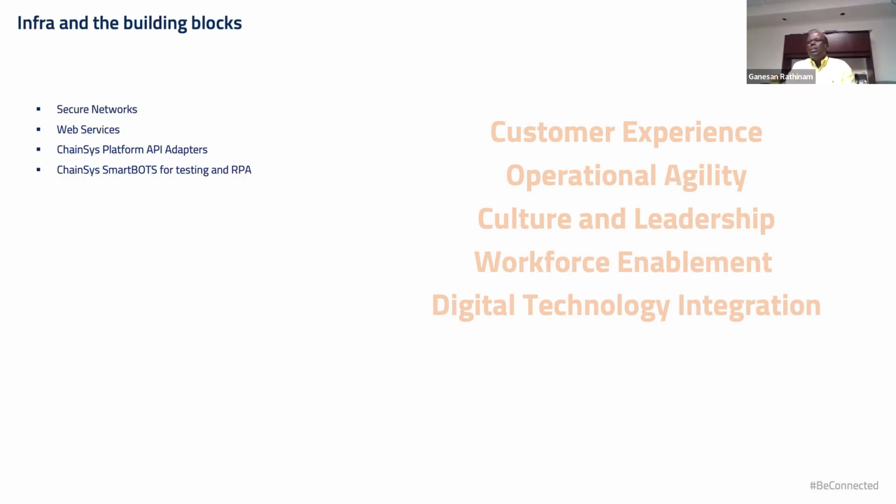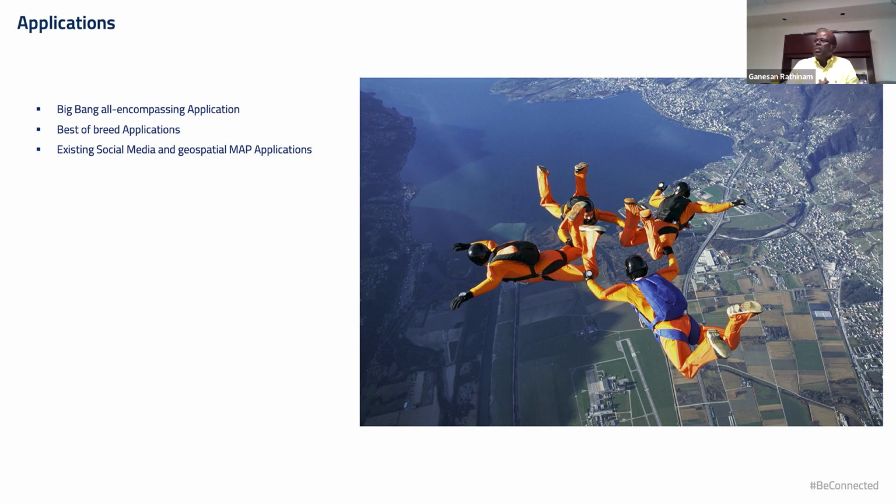So some of the building blocks for a good transformation would be the secure networks, web services. Chainsys provides several of these as APIs and adapters, hundreds and thousands of them for several different popular systems. And we have the bots for testing and remote robotic process automation. So there cannot be one single application which will perform everything. So we earlier touched upon assembling some of the best of breed cloud applications. They need to talk to each other. That's where the DataZap's data integration capabilities, by orchestrating the adapters and web services provided by the Chainsys platform, come handy.